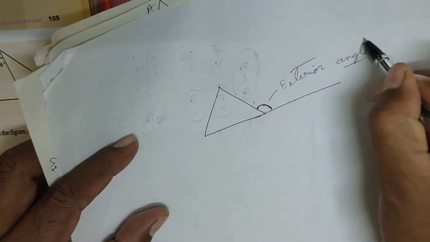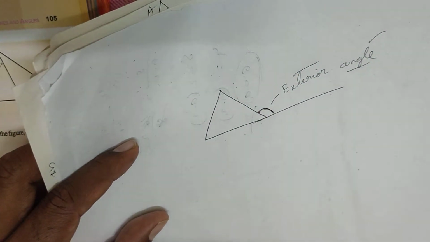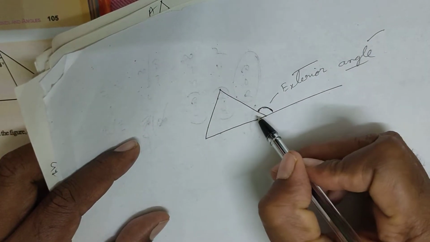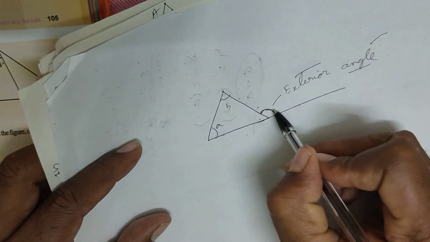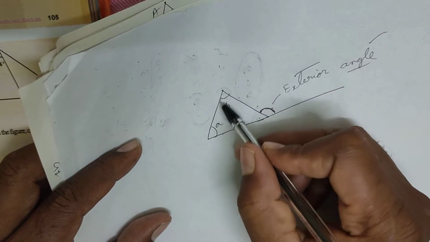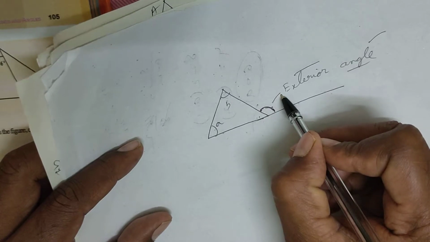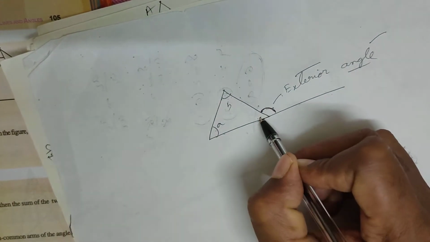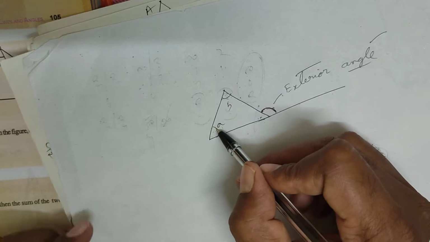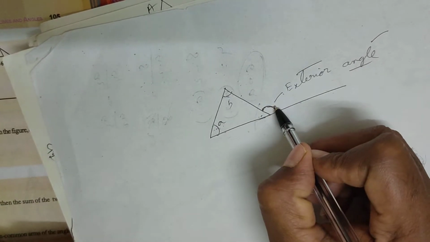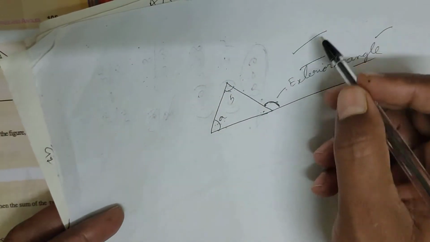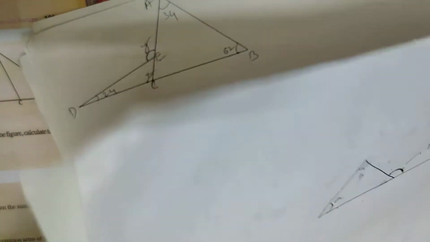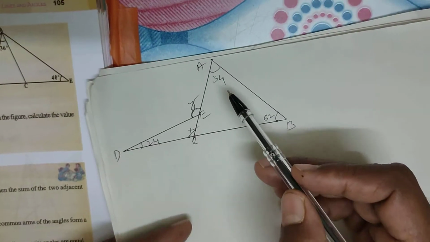So we have one theorem: the exterior angle is equal to the sum of its interior opposite angles. So this angle is equal to this angle plus this angle. For this exterior angle, there are two interior opposite angles, and the sum of these two is equal to this one. Okay. So it is called one theorem. We will use this theorem in this problem.